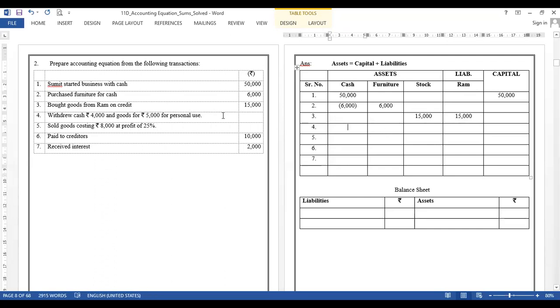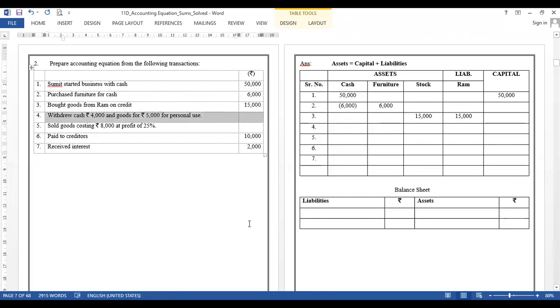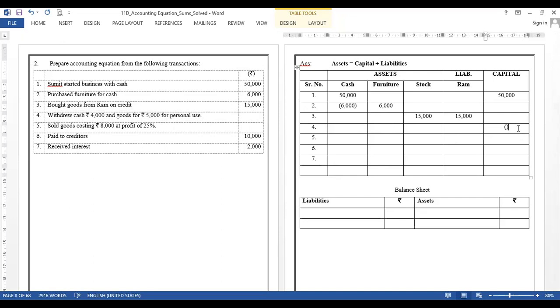Okay, next one. Fourth is withdrew cash and goods for personal use. Sir, as the owner withdrew the cash, capital will decrease, sir. Yes. So we will subtract 4,000 from capital, and 5,000 as he also took 5,000 of goods from the stock. We will also decrease that from the stock on the asset side. Yes. Both the amounts are withdrawn. Cash of 4,000 is withdrawn, so reduce cash by rupees 4,000. Stock has been withdrawn. Goods have been withdrawn, right?